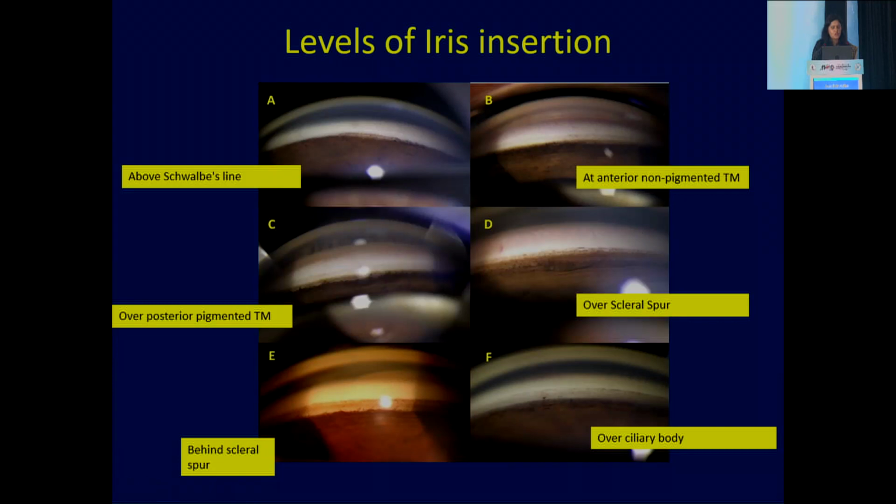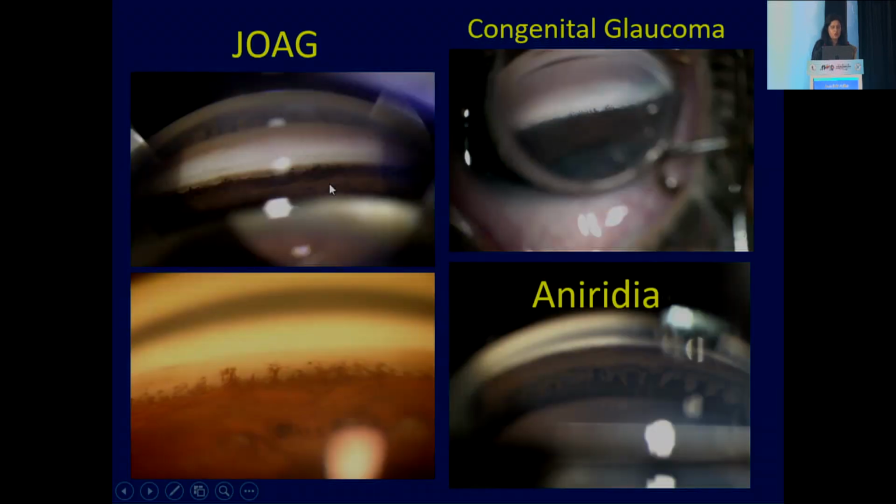The level of iris insertion may be different in different people, and it must be noted. Normal iris insertion is usually over the ciliary body or behind the scleral spur. In people who have juvenile open angle glaucomas, you might be able to see anterior insertion of the iris, like over the trabecular meshwork or over the Schwalbe's line. So this is a juvenile open angle glaucoma where the iris insertion is on the scleral spur. In congenital glaucoma, it is over the Schwalbe's line.